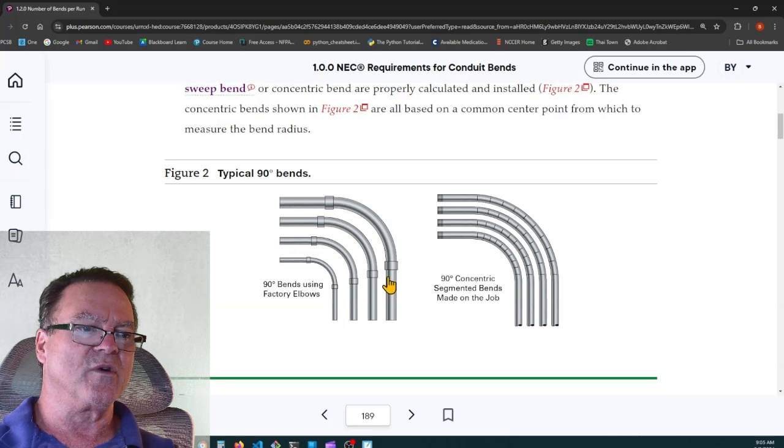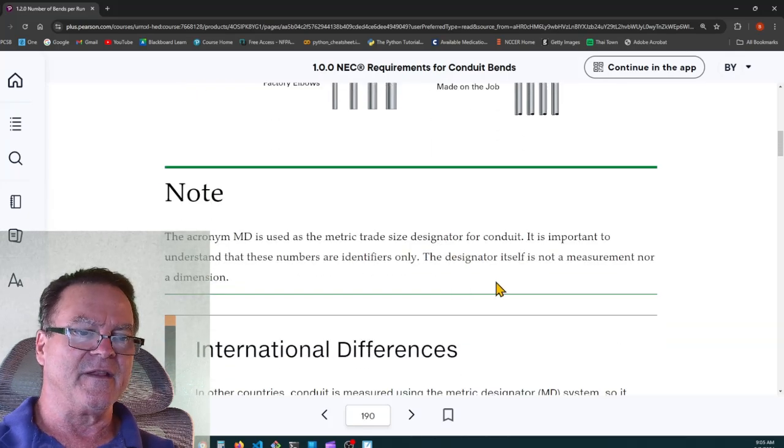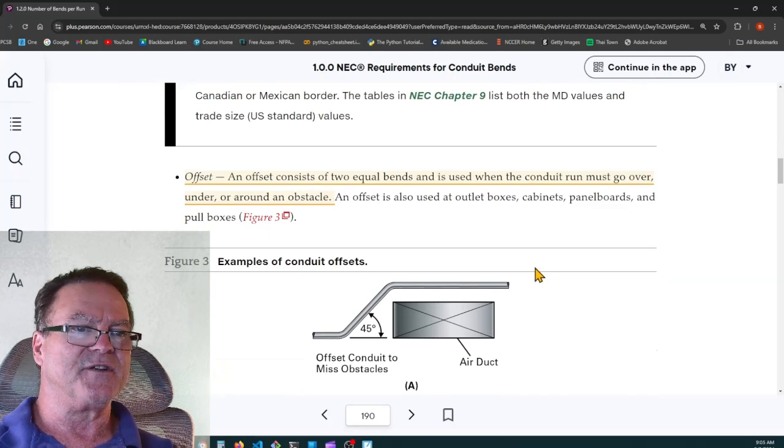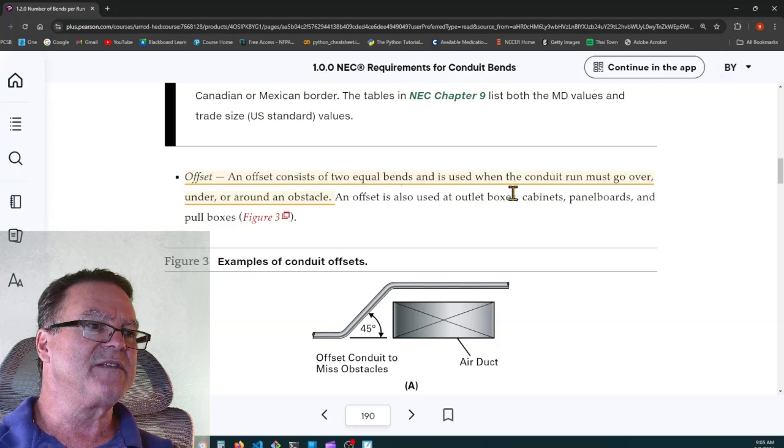If your contractor's more concerned with money than with aesthetics, they won't want you to take the time to make these sweep bends. But look how nice that looks with the same distance between the bends all the way around the 90. That's a lost art, doing concentric bends.